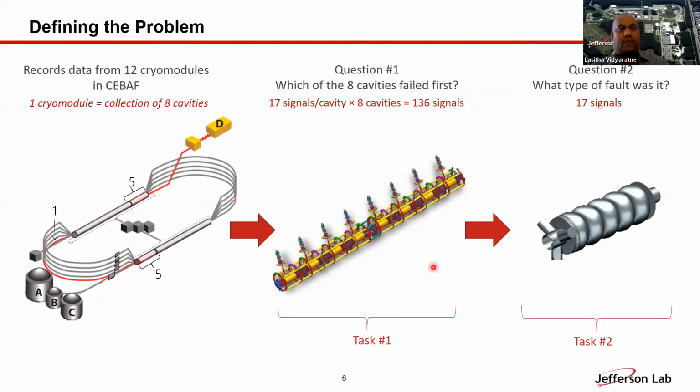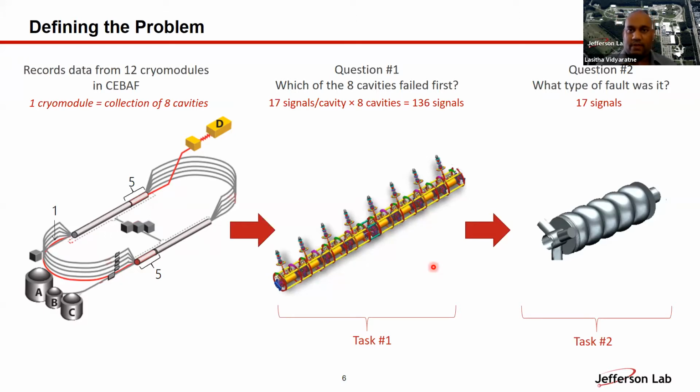So putting the problem in perspective, we have a method to record data from 12 of the cryo modules in the north and south LINACs in CEBAF. And each cryo module houses a collection of 8 SRF cavities. So with this setup, the first question we wanted to answer was which of the 8 cavities in a given cryo module failed first. And we are recording 17 individual time series signals, or RF signals, coming from each cavity while it's working. Therefore, we get 136 total signals from each cryo module. Once we figure out the cavity that failed first, the second question is what type of fault it is.